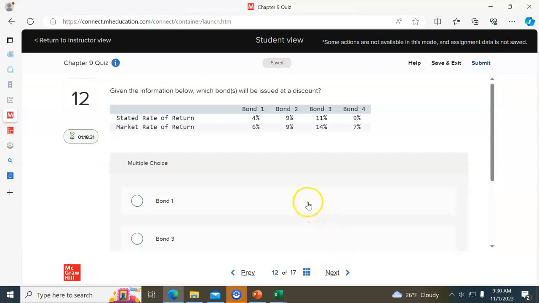Given the information below, which of these bonds will be issued at a discount? Who said 1 and 3? Perfect. Why? Because the stated rate is less than the market rate. Okay? Got it?